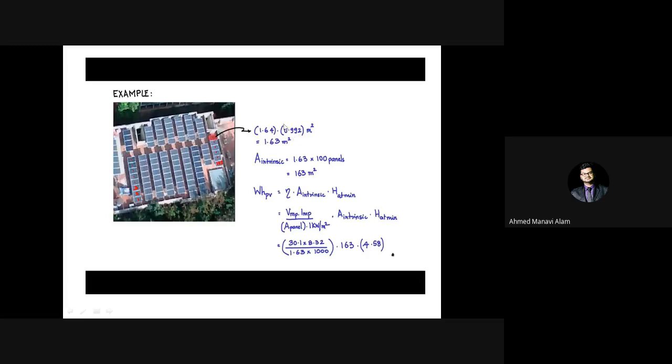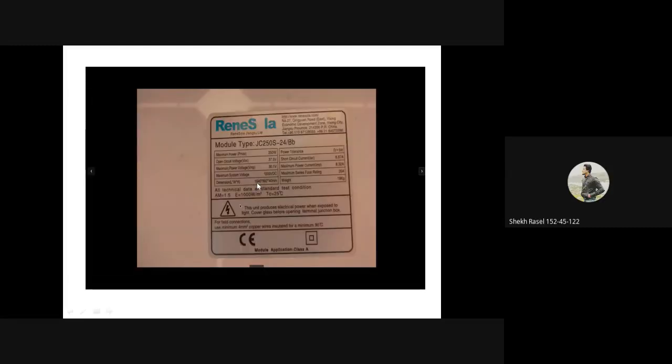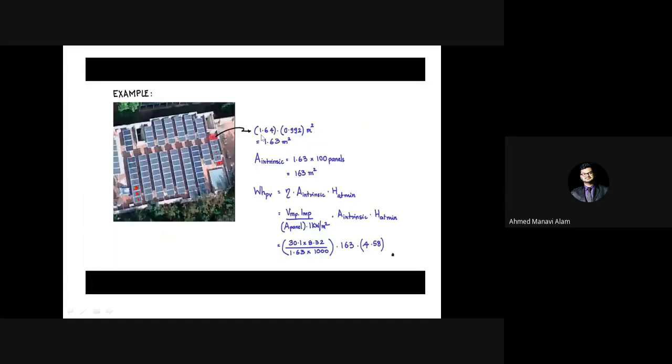1.64 times 0.992. Sir, where did you get this value? Look here, efficiency, area, 1640 by 992. From this I am getting the area, so this is the area for the single cell. Sir, what will be the total area? I am multiplying this area by 100, and then I am getting the total intrinsic area.